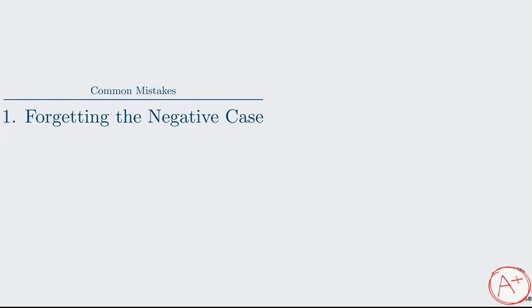Let's look at some common mistakes students often make. The most frequent error is solving only the positive case, such as x plus 2 equals 5, and neglecting the negative case. Remember, the modulus operation hides the original sign, so you must always account for both possibilities.